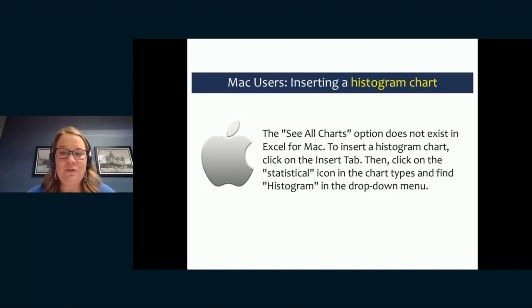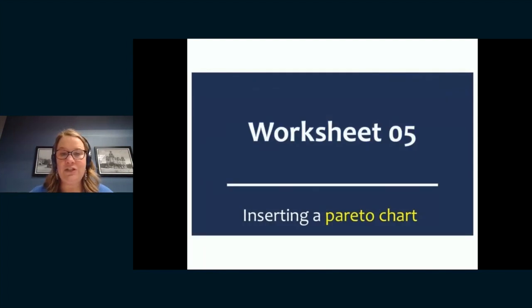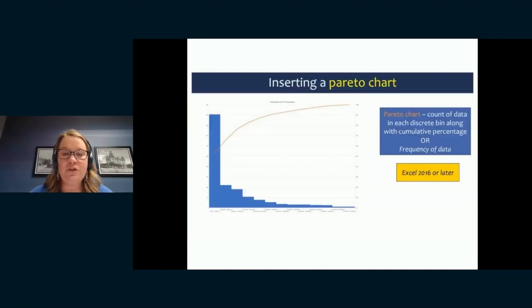Now, we have looked at a histogram chart, and I want to show you a variation of a histogram chart that I think is very useful. That variation is a data visualization tool called a Pareto chart. A Pareto chart takes a histogram and then shows the cumulative percentage of that frequency of the data. So we have simply taken the frequency, the histogram, and then added in this orange line.